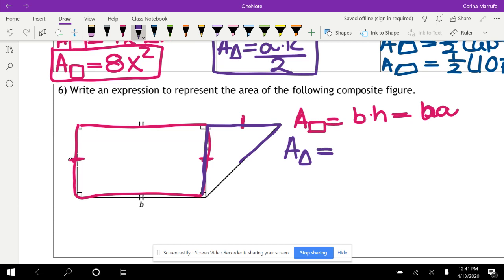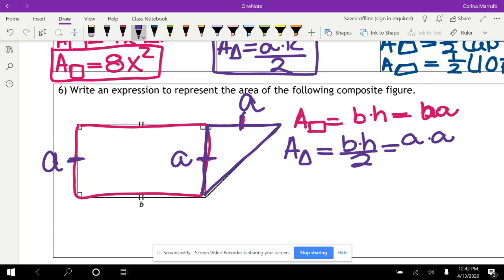Since all these sides are the same, that means if this is A, then this is also A, and this is also A. So for a triangle, our formula is base times height divided by 2. And our base and our height are both A. So A times A divided by 2. If we simplify that, that becomes A squared divided by 2.